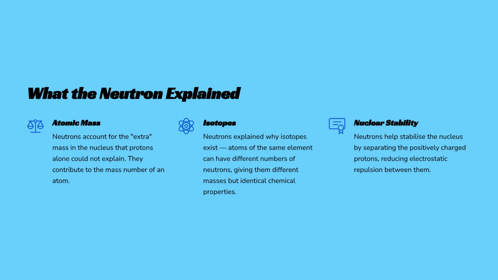Let's explore what the discovery of the neutron explained. It accounted for the, quote, mass in the nucleus that protons alone could not explain, and identified why isotopes exist. Atoms of the same element can have different numbers of neutrons. Furthermore, neutrons help stabilize the nucleus by separating positively charged protons, reducing their electrostatic repulsion.